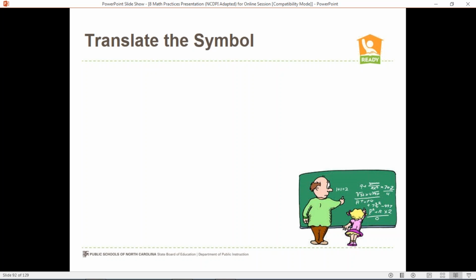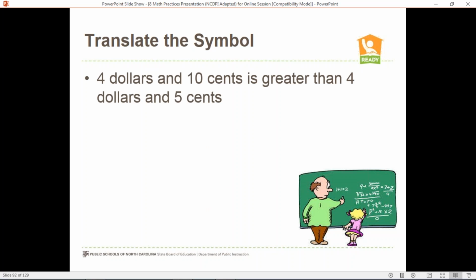Then we get into this idea of precision within building equations or number sentences. And so translate the symbol becomes part of this. So if I have a phrase such as this, $4.10 is greater than $4.05, how would I translate that? How do I use the correct symbols? How does a mathematician write that sentence? This might be how I read it, but then how do I write it?